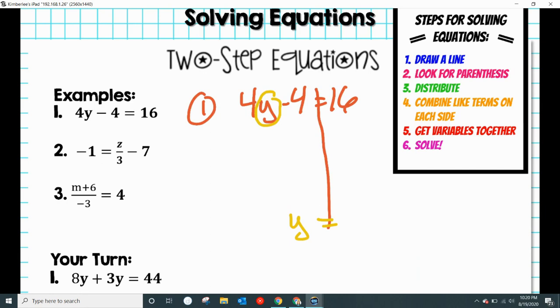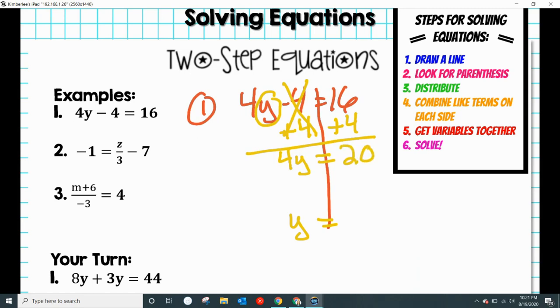So I want to start with the negative 4. I see that 4 was subtracted, so I need to do the opposite. What's the opposite? Well, it's addition. Remember, whatever I do to one side, I must do to the other. So negative 4 plus a positive 4 becomes 0. That's gone. That's why I wanted to do the opposite, because I wanted to cancel that term out. So what do I have left over here? Well, I still have 4y. I'm going to bring down my equal sign, and 16 plus 4 is 20.